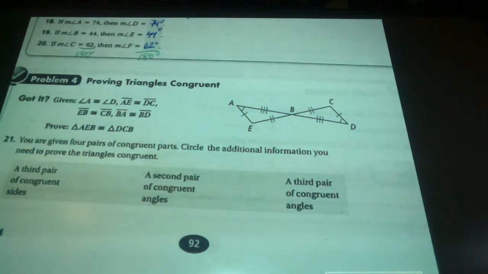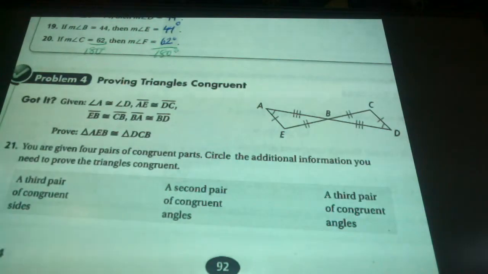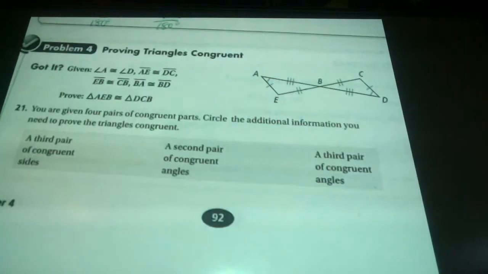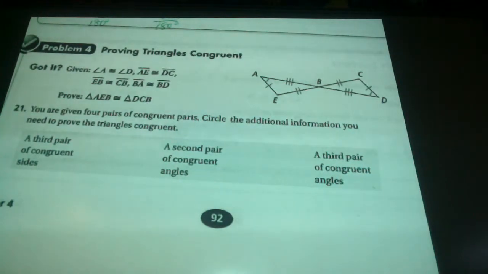There we go. I can't quite get it all in there and not have it fuzzy. See if I can get it unfuzzed. Nope, it's going to be a little fuzzy.